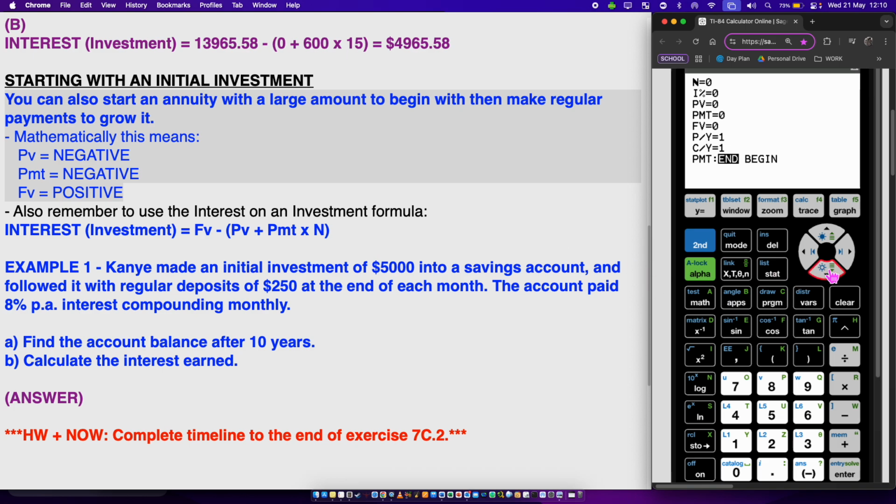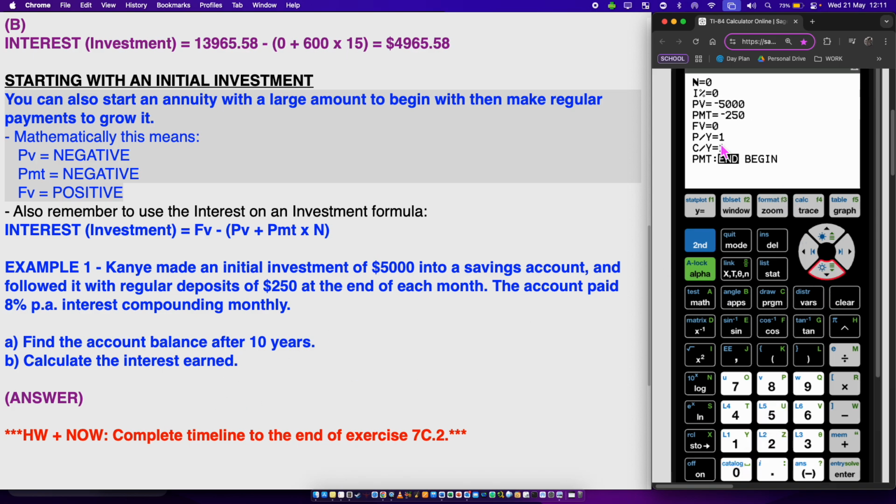What does PV stand for? The present value. What sign would that 5,000 be? If he's putting it in the bank, what sign's going to be? Negative $5,000. How much is he putting in monthly? What sign would that be for PMT? Negative, because he's putting money from his pocket into the bank.